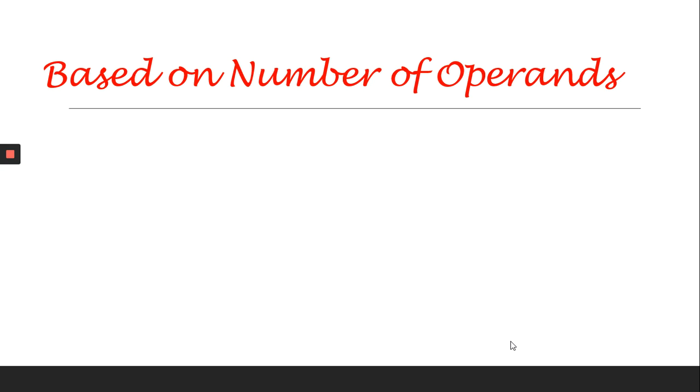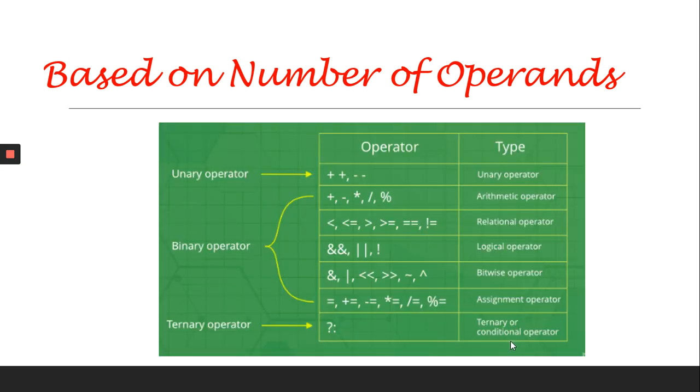Then, based on the number of operands, operators can be classified as unary operators, binary operators, and ternary operators. Most of the operators are binary operators: arithmetic, relational, logical, bitwise, and assignment operators are binary operators. That means on both sides of the operator we have operands. Whereas we have seen plus plus x and minus minus x, where only on one side of the operator we have the operand, so we call it a unary operator. Then we have another category called the ternary operator, in which we will be using 3 operands. That we will deal with in detail after studying the if conditions.